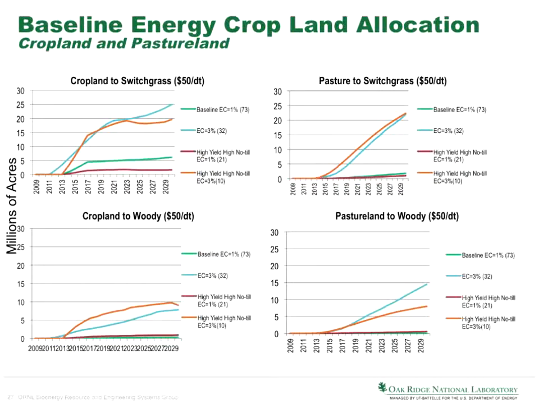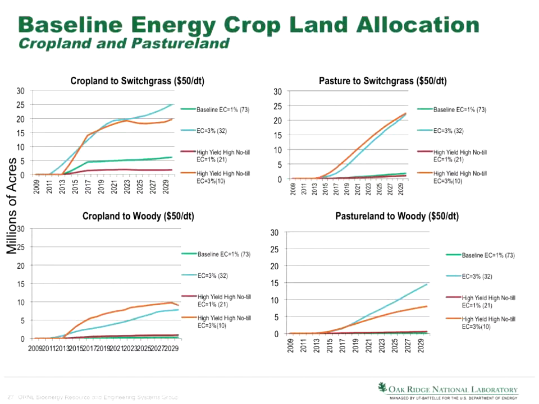And back to the subject we're talking about here: cropland to switchgrass, pasture to switchgrass, cropland to woody, and pastureland to woody. These are some paths for allocations projected out into the future across different scenarios: a baseline, a high yield energy crop scenario, a high yield high no-till, and a high yield high no-till at 3%. And basically these y-axes are all the same, 30 million acres.